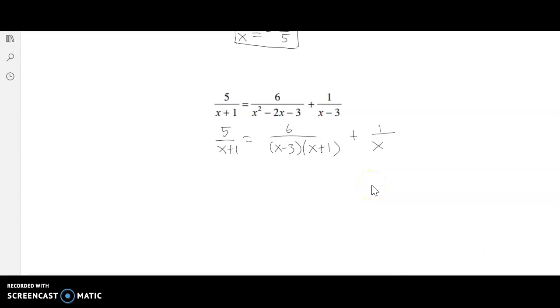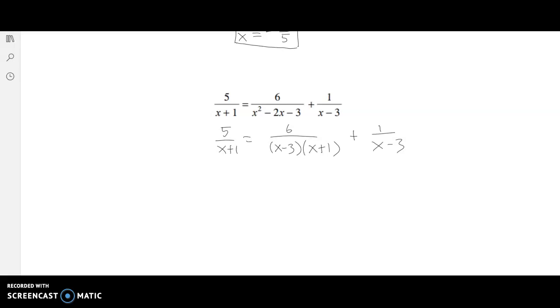I can't factor x minus 3, so that stays the same. All right, so now it's a little bit easier to see what I'm missing in order to make all of these denominators the same. Remember, that's our goal, to get a common denominator between all three fractions. So for this first fraction here, I'm missing an x minus 3.